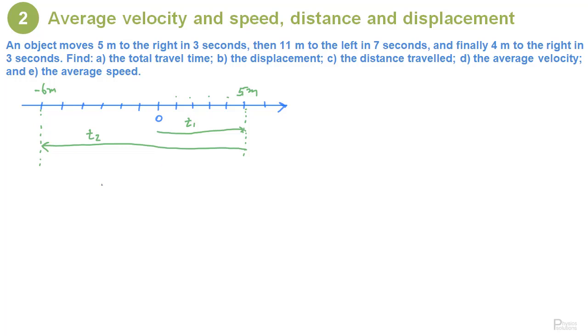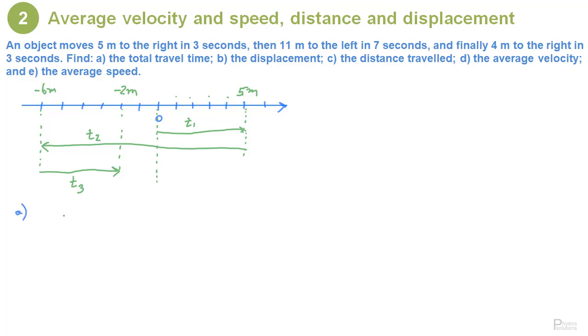Finally, it moves again to the right, but this time 4 meters. So starting from x equal minus 6, it will move 1, 2, 3, 4 to end up in the position x equal minus 2 meters. So the object will do this, left to right, 4 meters. And it takes a time that we can call t3. And that is the situation. This is our little cartoon or diagram of the situation. Now we can go and answer the questions.